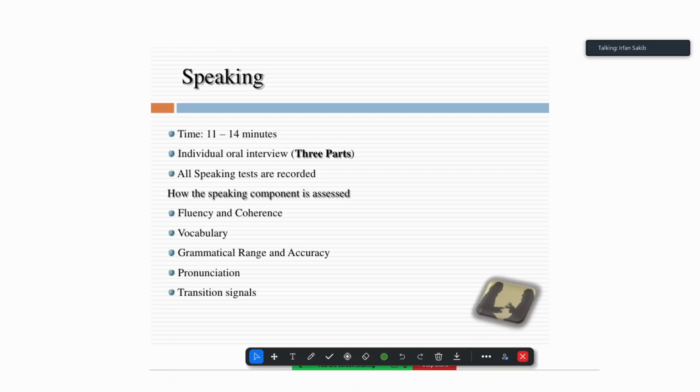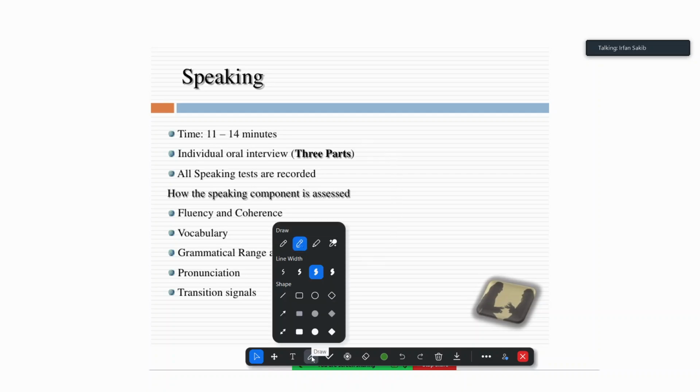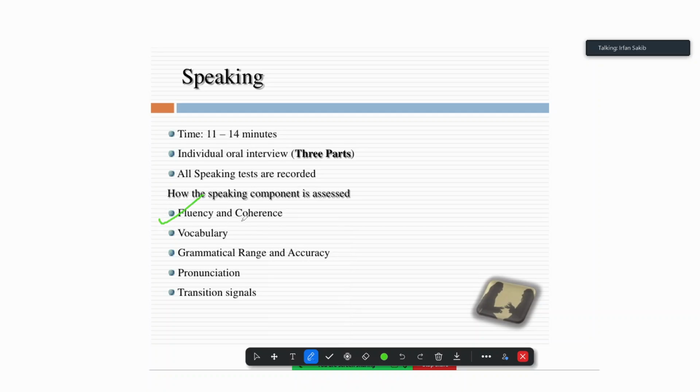So the test will last for 11 to 14 minutes. It's just an informal interview. There will be three parts of the test. So where the scores will go to are here. The scores will go to fluency and coherence. Coherence means how organized your answers were. Okay, and then fluency means how well spoken you are.